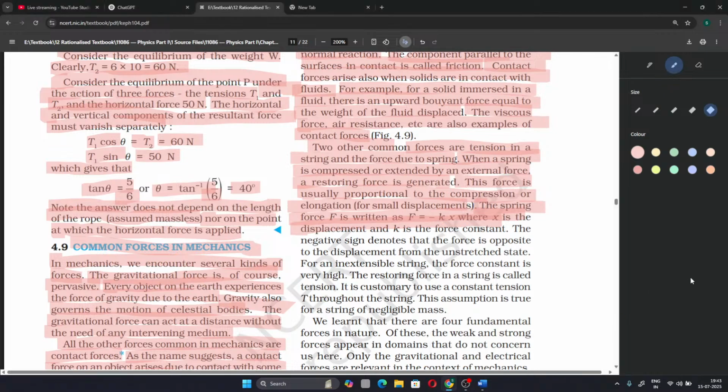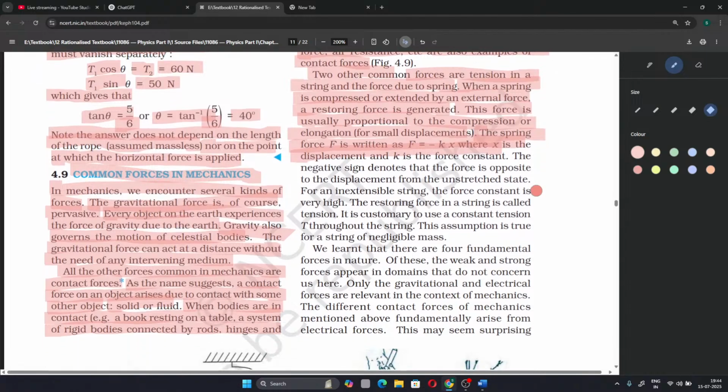Forces due to a spring. When a spring is compressed or extended by an external force, a restoring force is generated. This force is usually proportional to the compression or elongation of the spring. The spring force is written as F equals minus kx, where x is the displacement and k is the force constant or the spring constant. The negative sign denotes that the force is opposite to the displacement from the unstretched state.